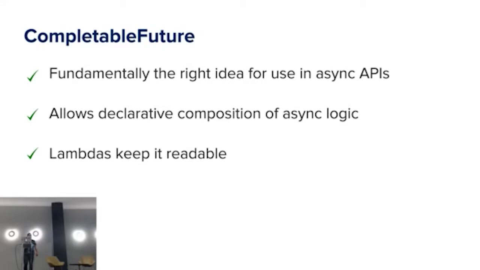So with CompletableFuture, what's good about it is that it's fundamentally the right idea for use in async APIs, right? So that contract is actually quite good, and so we want to use that. But there are some deficiencies we'll go over. It also allows declarative composition of async logic, and it keeps these lambda expressions readable, right? So we have much more readable code.